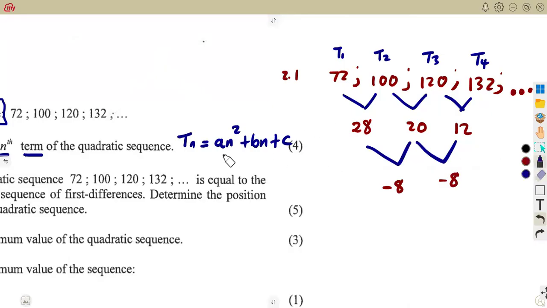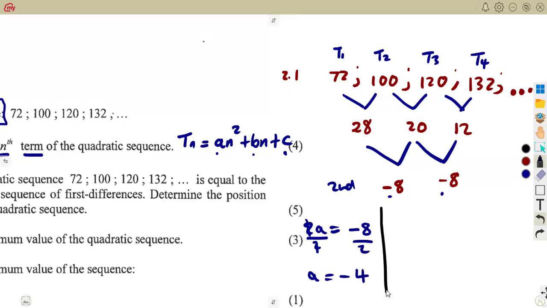How are we going to determine the value of A, the value of B, and the value of C? Remember that from our quadratic, 2A is equal to the second difference, which is common throughout. So you equate 2A to minus 8, divided by 2. Meaning to say our A is going to give us a negative 4.